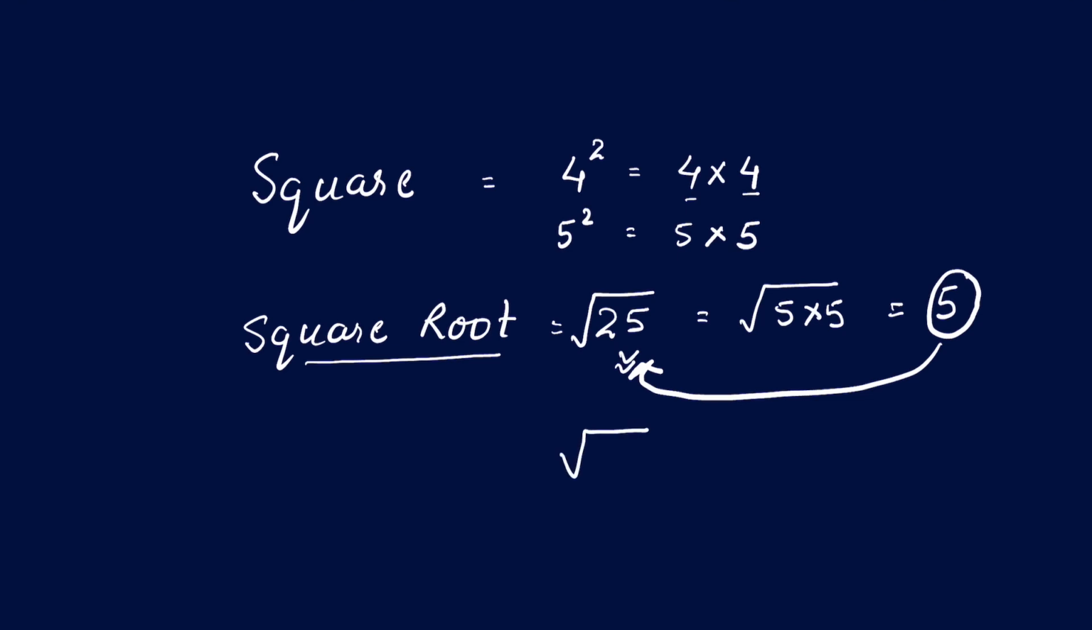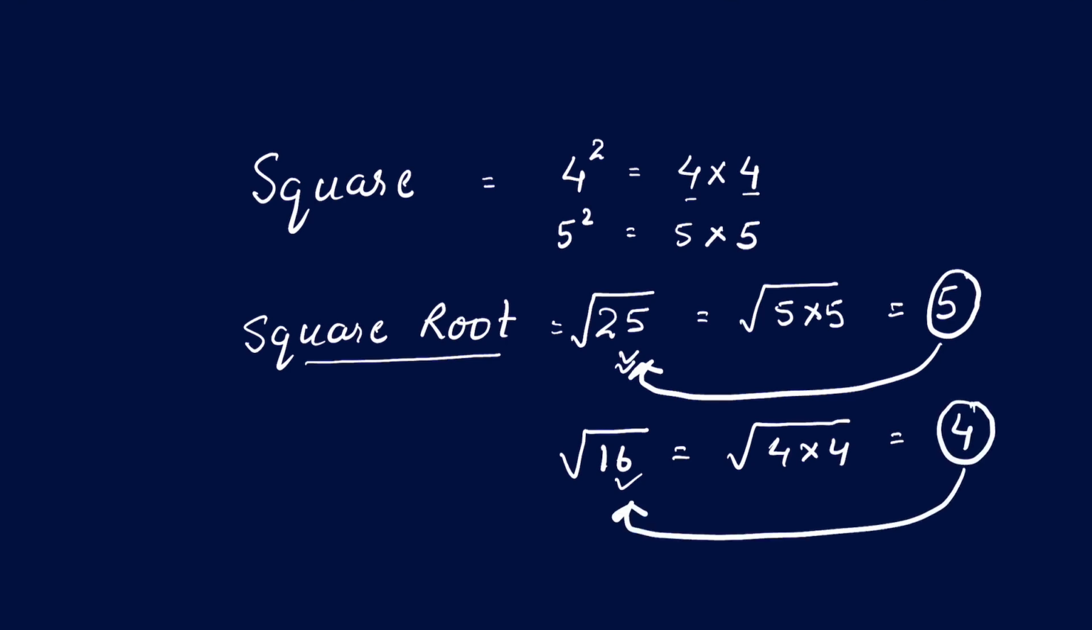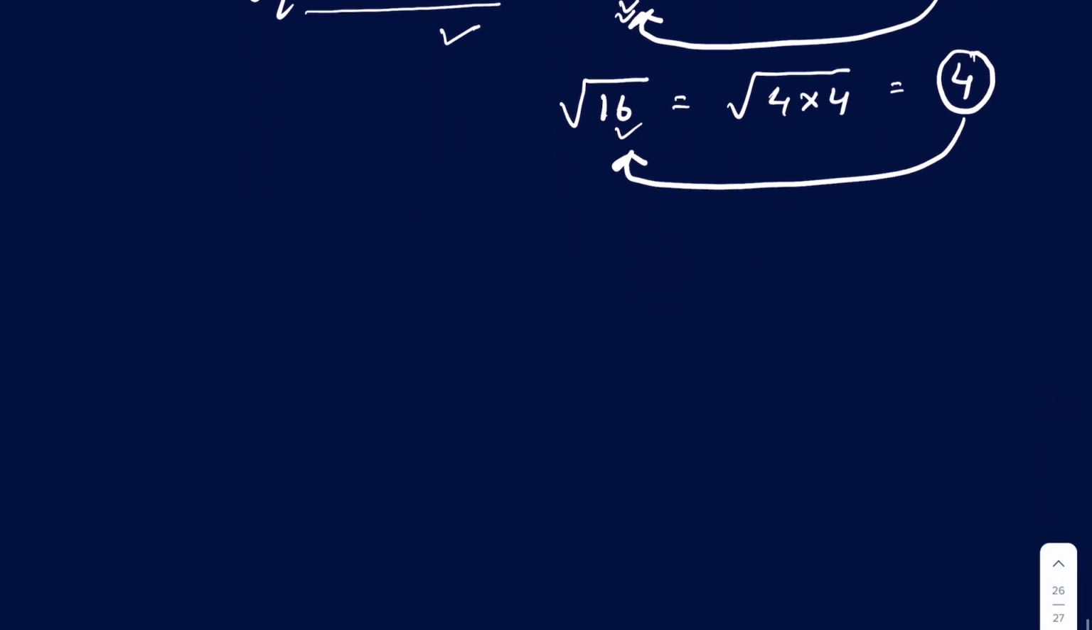Similarly, the square root of 16 will be 4, since 4 times 4 gives you 16. So, square root is the opposite of square. There are two methods of finding square root. One is the prime factorization method. This method works for smaller numbers such as 225.